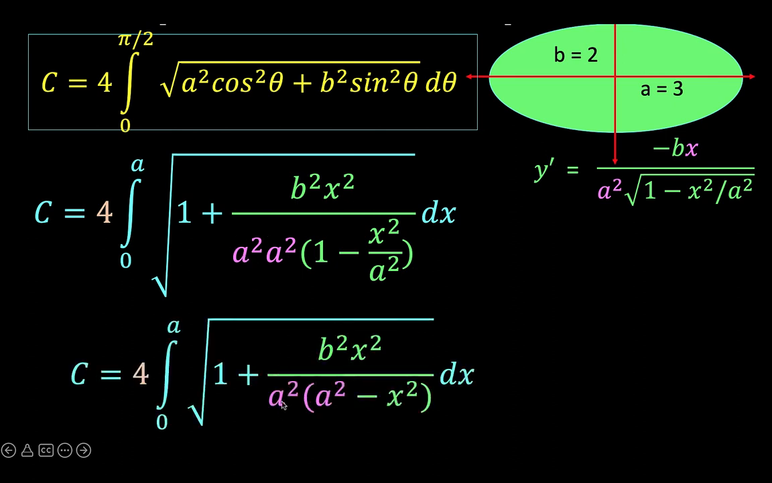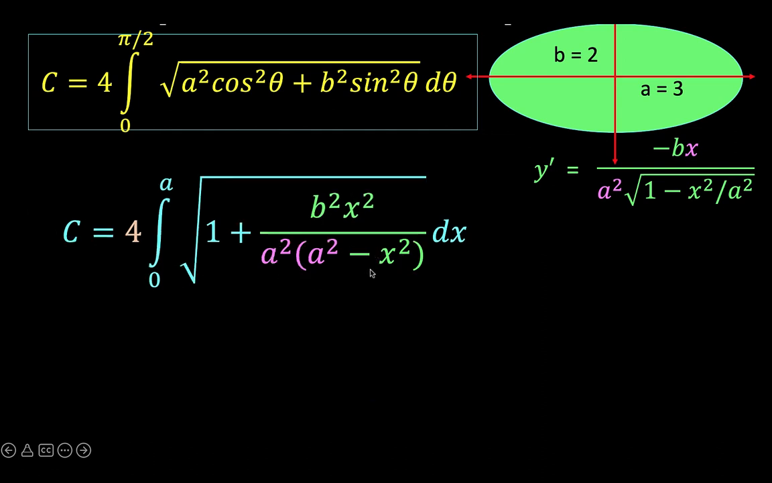This a squared is retained. The second a squared is distributed to 1. Then this second a squared divided by this a squared is cancelled out. So we have minus x squared. All the rest are just copied. Now at this point, we are going to perform trigonometric substitution.